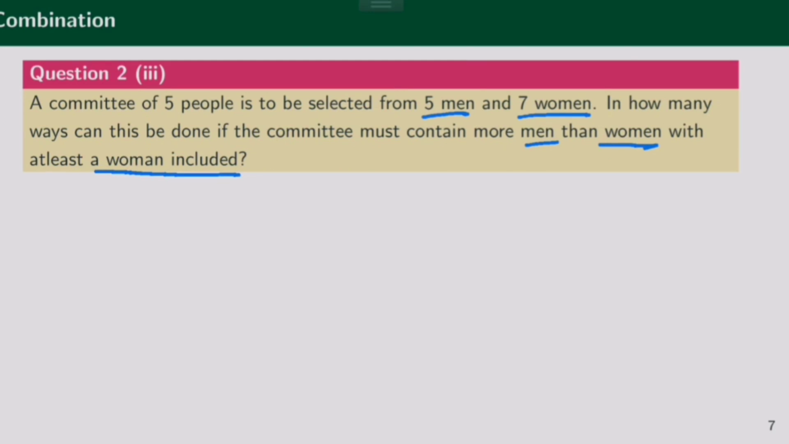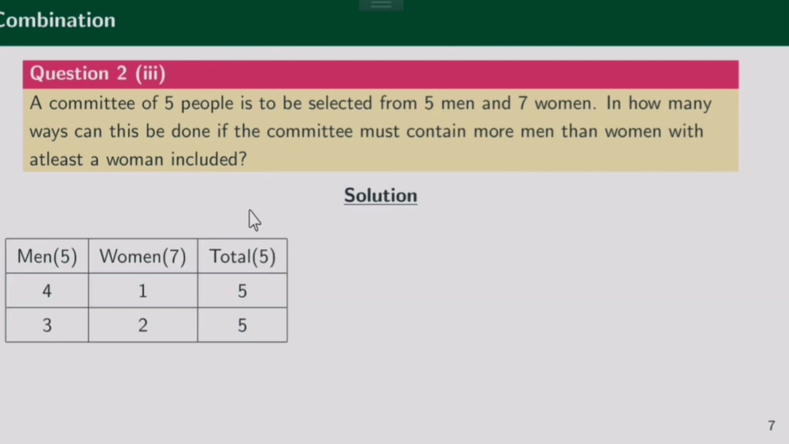So to solve this, I will make it easy by representing the approach on a table. The first column of the table will be men, the second will be women, and the third column will be the total. So how many men do we have? We have altogether 5 men. How many women are we having? 7 women. Then, what is the number of persons in the committee we want to create? We want to form a committee with 5 people.